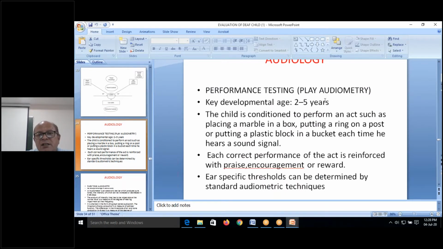Performance test: the age is 2 to 5 years. The child is conditioned to perform an act such as placing a marble in a box, putting a ring on a post, or putting a plastic block in a bucket each time he hears a sound signal. Each correct performance of the act is reinforced with praise, encouragement, or reward. Here specific thresholds can be determined by standard audiometric techniques. This is just to have a rough estimate. Okay, is it clear to you?